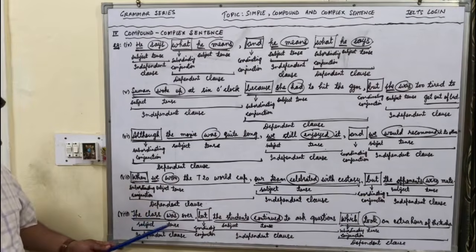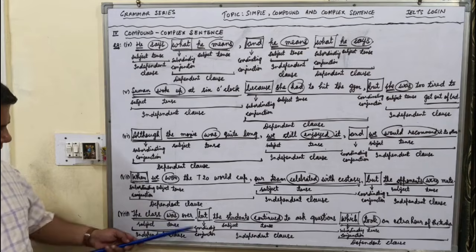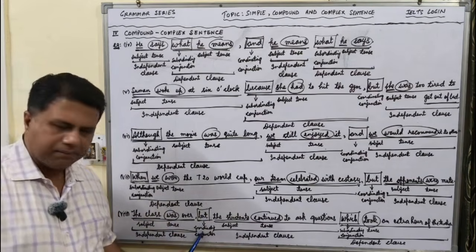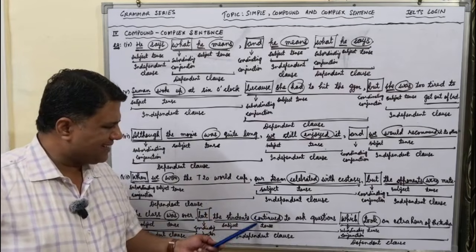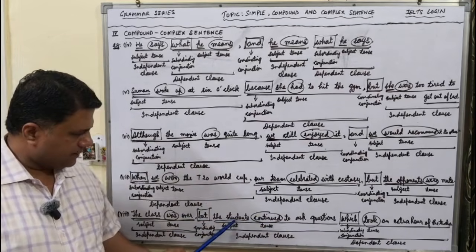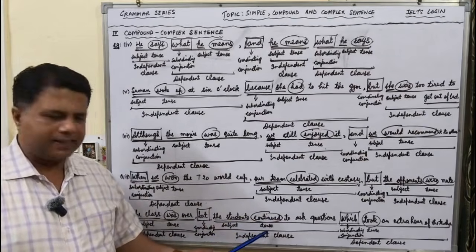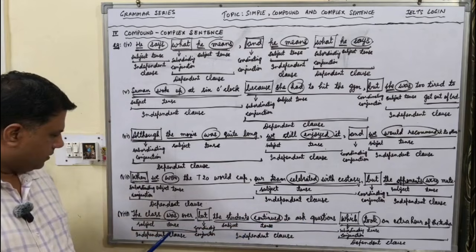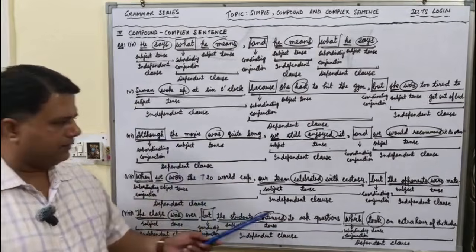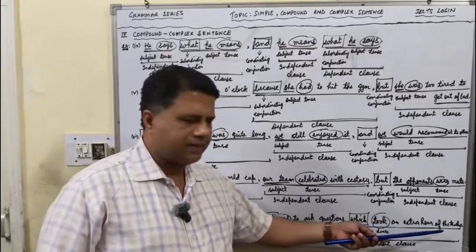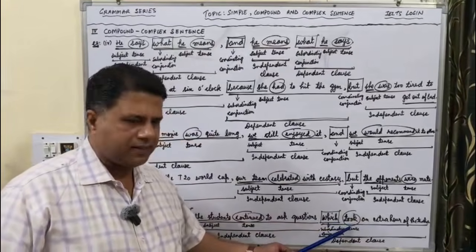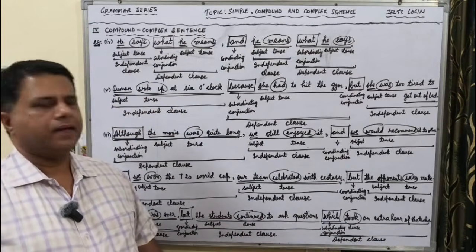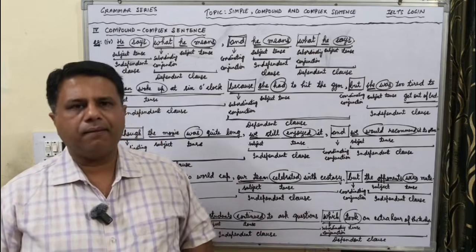So now the last example, the class was over. So the class was over. This is an independent clause. The class is the subject, was is the tense element, but is a coordinating conjunction. The students continue to ask questions. The students is the subject, continue is the tense element. This is an independent clause. So independent clause and coordinating conjunction, which took an extra hour of the teacher, which is a subordinating conjunction, took is the tense element. Which took an extra hour of the teacher, this is a dependent clause. So with this we finish the topic of compound complex sentence.